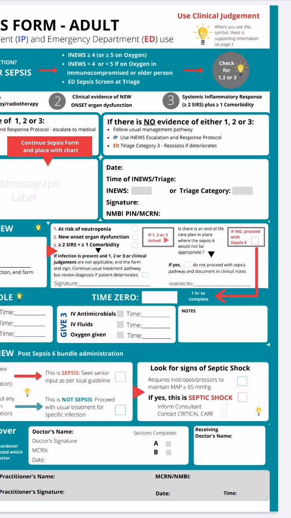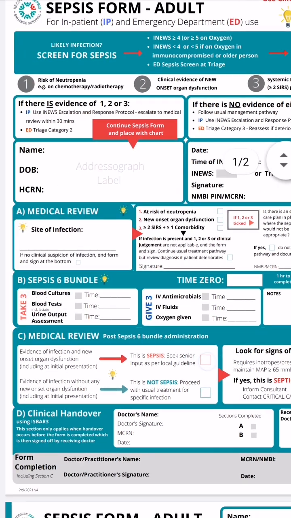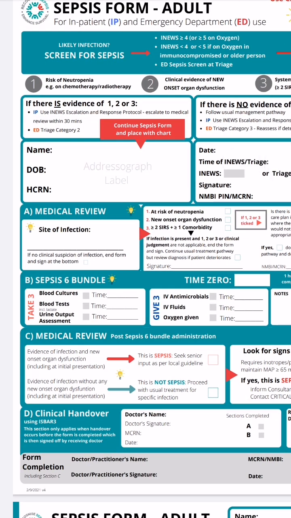And the other is a systemic inflammatory response. If the systemic inflammatory response score is more than 2, or 1, with comorbidity, meaning another disease like diabetes, hypertension, or any other disease associated with these symptoms of the sepsis infection, then it will be considered, and then we will go in the white column if there is evidence of 1, 2, or 3.